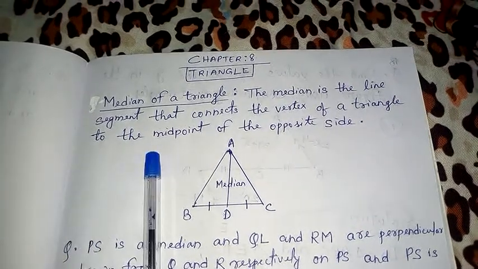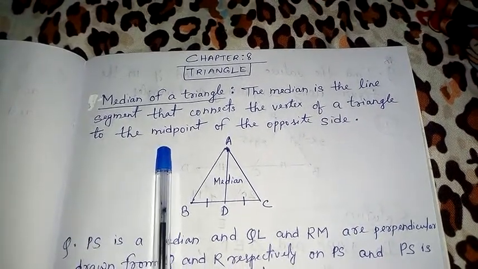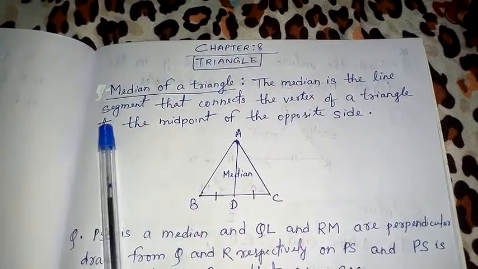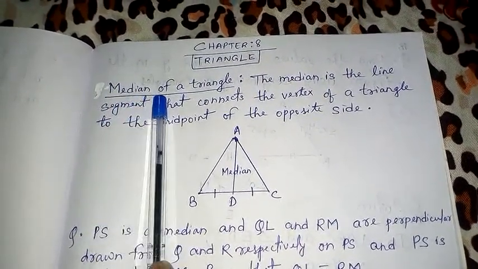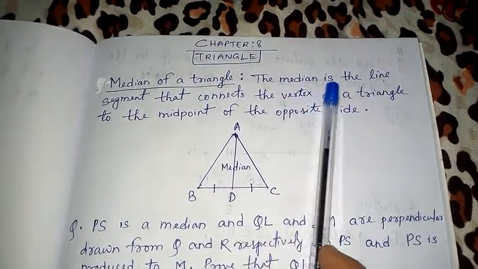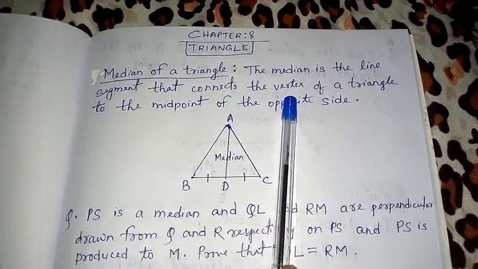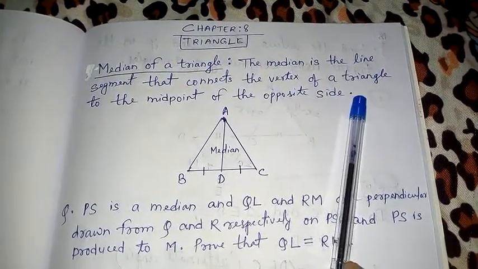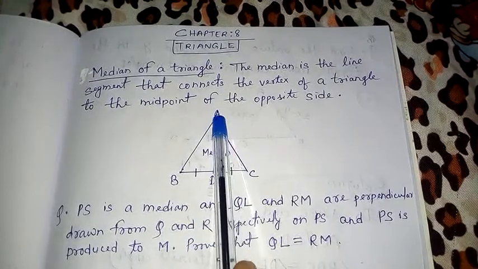Class 9 children, today we will learn some more important questions of chapter 8, triangle. First of all, I want to begin with a median of a triangle. So what is median of a triangle? The median is the line segment that connects the vertex of a triangle to the midpoint of the opposite side. Now, it is a line segment.